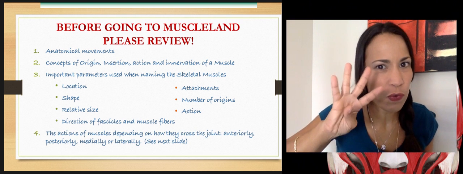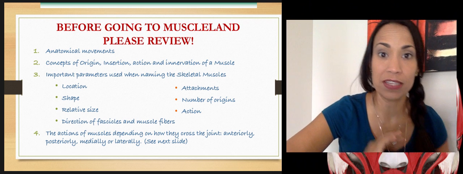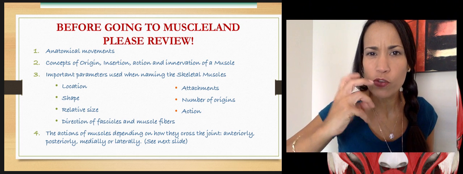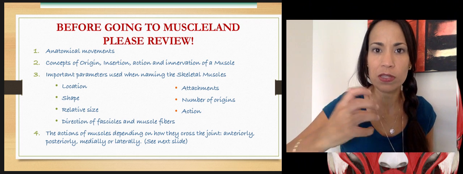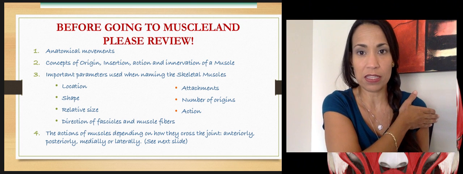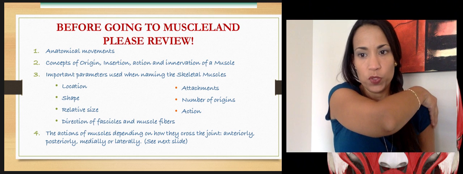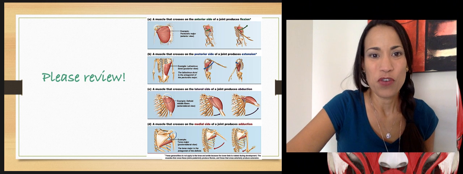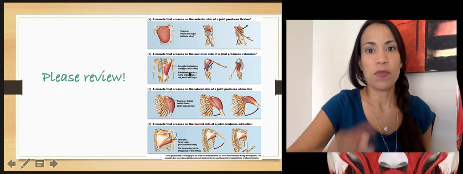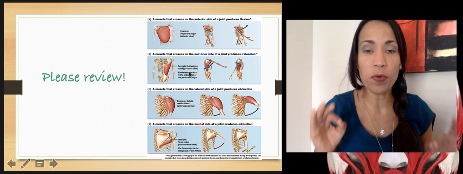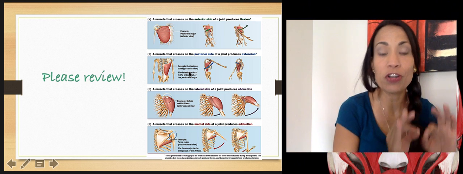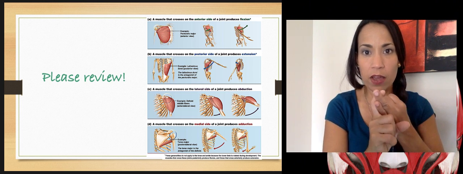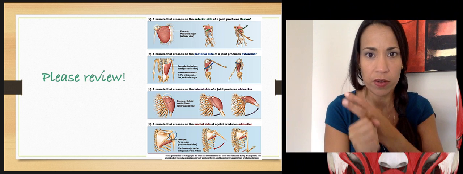And the other thing, the fourth thing that I want you to review, if this is not crystal clear right now, is the action. How can you figure out the action of the muscles depending on whether this muscle is crossing the joint anteriorly, posteriorly, superiorly or laterally or medially? For that, do you remember? Review this slide, okay? Remember, all the muscles that are crossing anteriorly any joint, with the exception of the knee and the ankle. This applies for everything except the knee or the ankle.